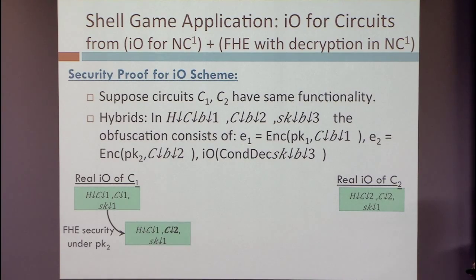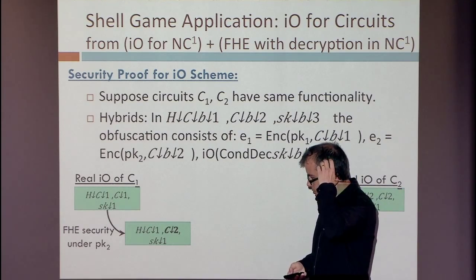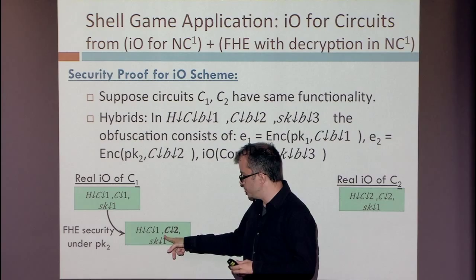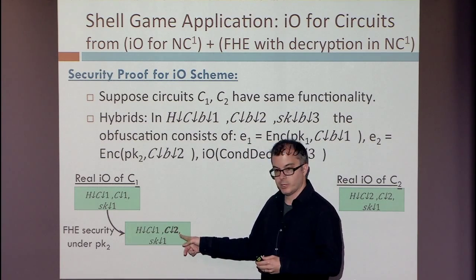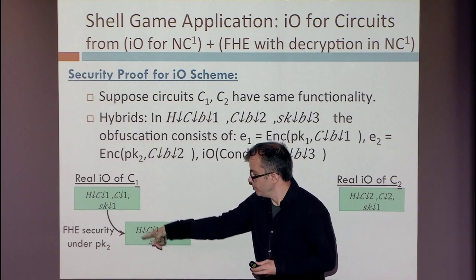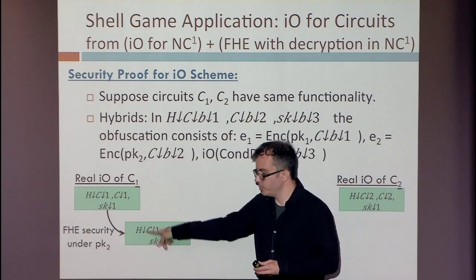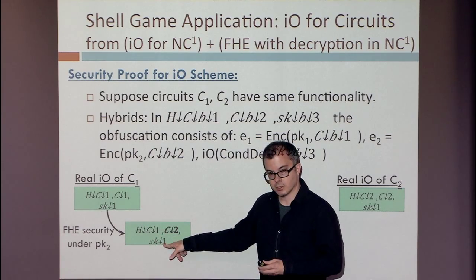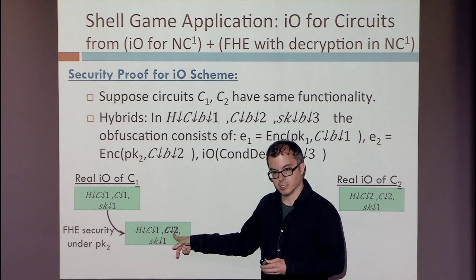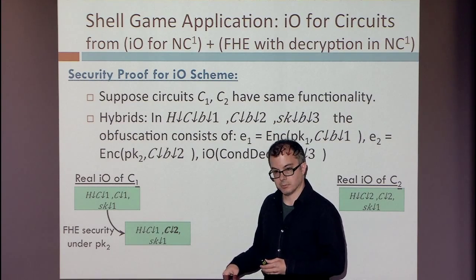All right. So, to respond to your question, in the first hybrid, I'm going to change what is encrypted under public key 2. In this world, only SK1 exists. We don't know anything about secret key 2, so by the semantic security of the encryption scheme, I can change what's encrypted under public key 2. I'm going to change it to circuit 2. So now circuit 2 is encrypted under PK2.